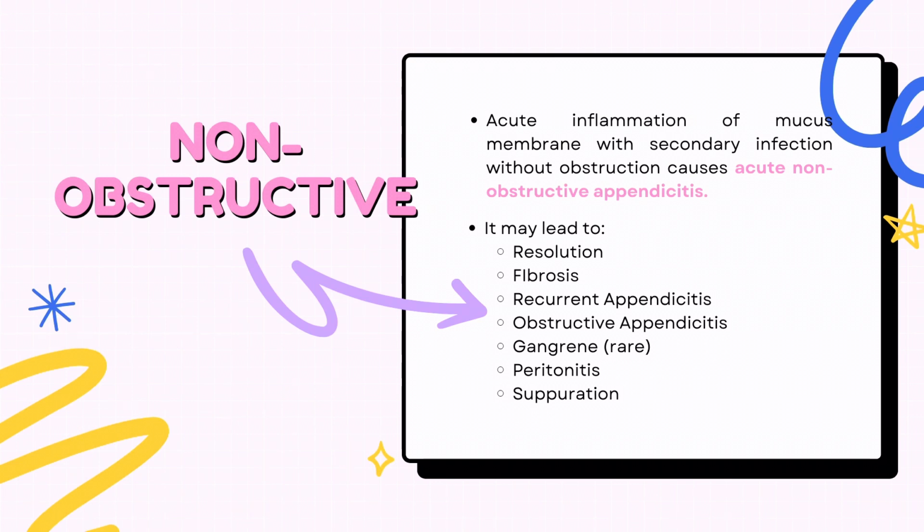Acute inflammation of the mucous membrane with secondary infection without obstruction causes acute non-obstructive appendicitis, which may lead to resolution, fibrosis, recurrent appendicitis, obstructive appendicitis, gangrene, which is rare, peritonitis, and suppuration.